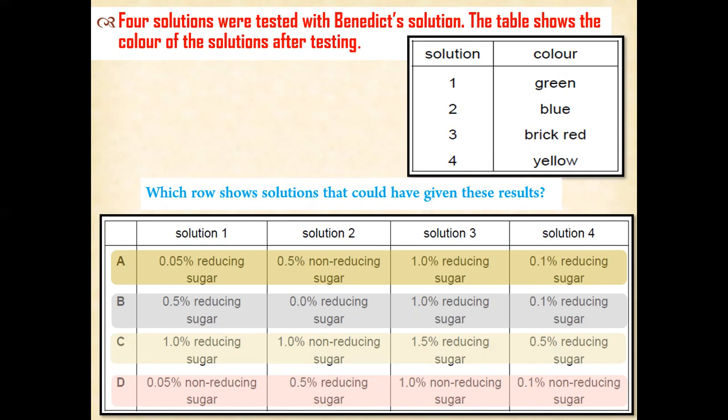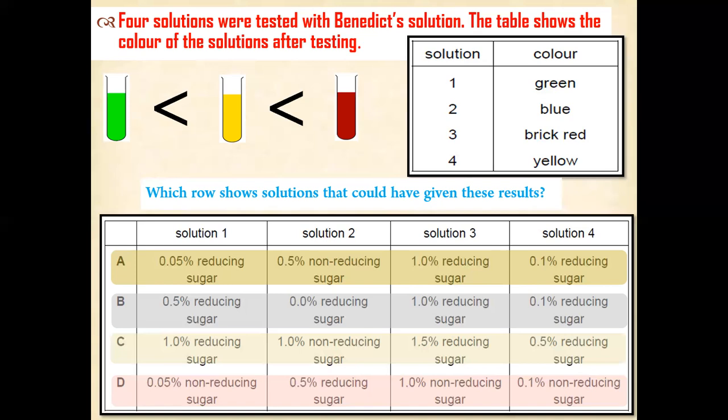Now, what is the concept we got? The concept is that the lowest concentration of the sugar solution will be green, and it will give a green color after reducing, and the highest concentration will be brick red, and the yellow solution will always be in between the green and the red. Why? Because the concentration of yellow is greater than green, and lower than brick red. So in this way, the concentration will be in between.